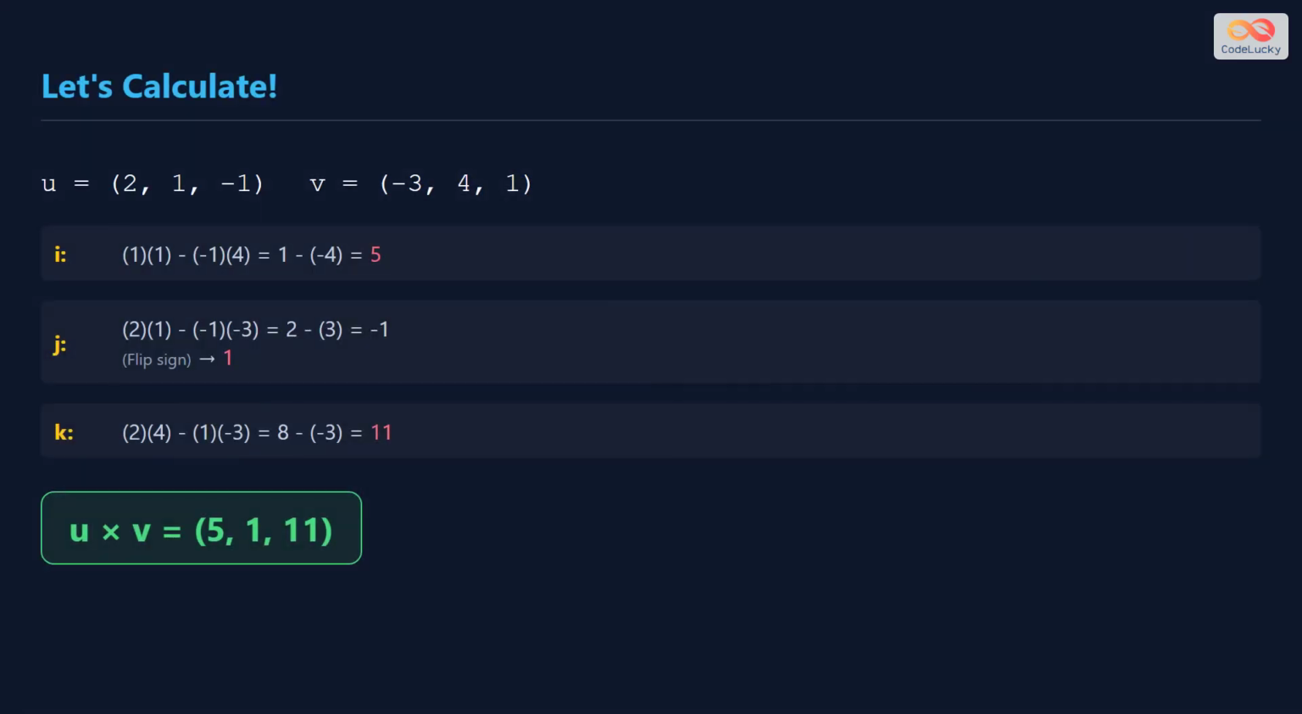Let's try a real example with numbers. We have vector u at (2, 1, -1), and vector v at (-3, 4, 1). For the i component, we multiply 1 by 1 minus -1 by 4, giving us 5. For the j component, we calculate the determinant and then flip the sign, giving us 1. For k, we get 11. So our final resulting vector is (5, 1, 11).